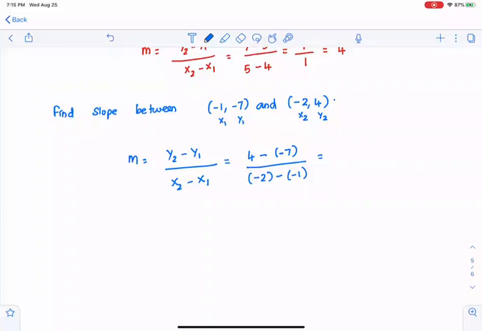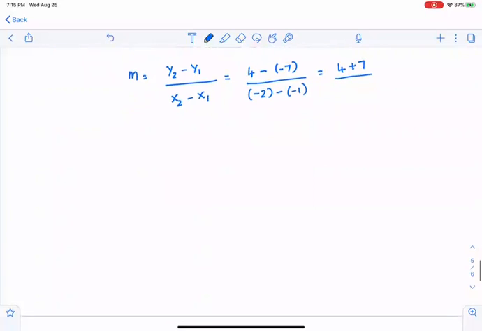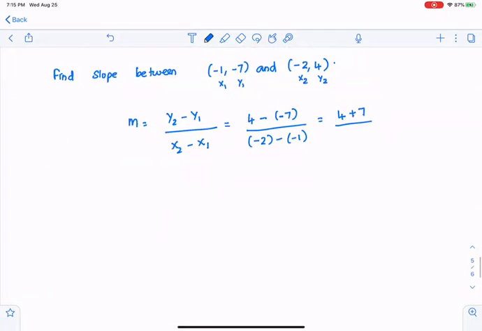Now we can use simple operations. So negative times negative is positive. So we have 4 plus 7 divided by -2. There is a positive sign there. So positive times negative is -2. Negative times -1 is +1. So we will have 11 over -1. That will give us -11.